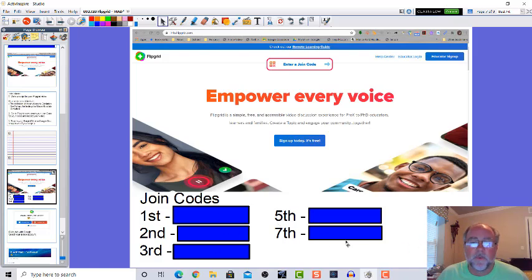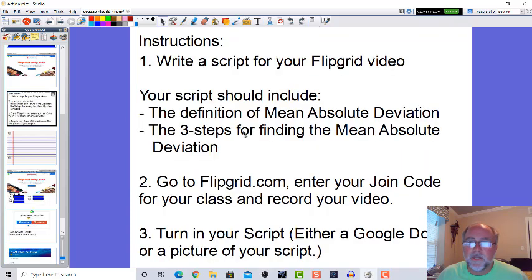Okay, because I don't want everybody seeing all the different codes. I only want you to be able to join your class. So you need to join the one that I send you in Google Classroom. Okay, and once you've got in there, you're going to, on that sheet of paper, write a script for me.